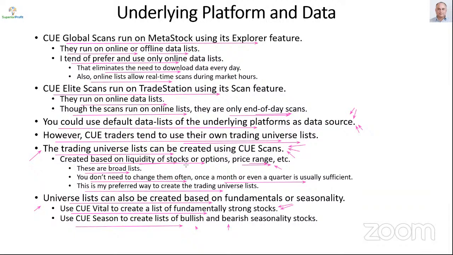on liquidity and price range, save them, and the rest of the calculation on fundamental and seasonality I carry out in real time. That way, the lists are robust and I don't have to change them often. Even once a quarter is usually enough if I'm using price range and liquidity to create my lists.